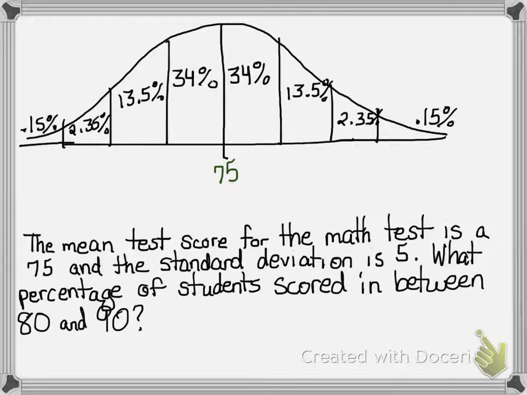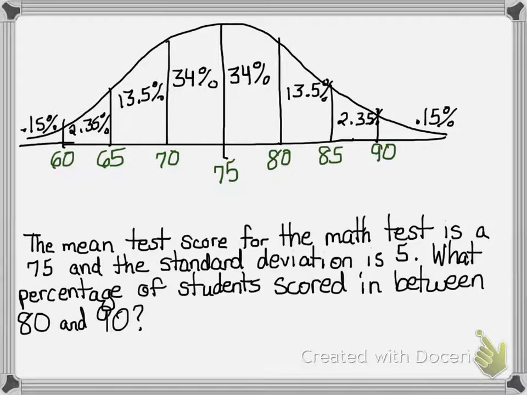So 75 plus 5 gives me 80. 80 plus 5 gives me 85. 85 plus 5 gives me 90. And then to get the numbers to the left side of it, you're going to subtract 5 every time. 75 minus 5 gives me 70. 70 minus 5 gives me 65. 65 minus 5 gives me 60.